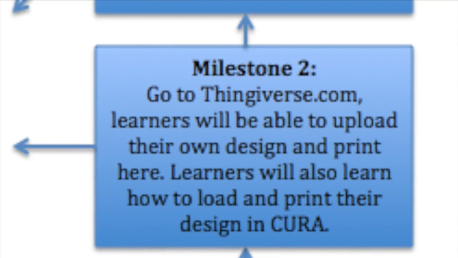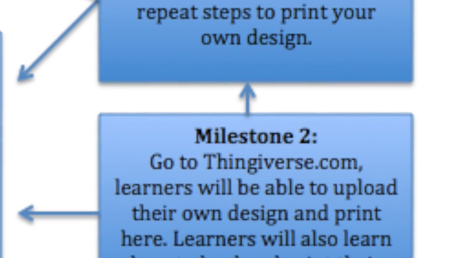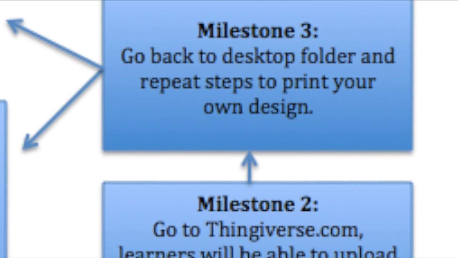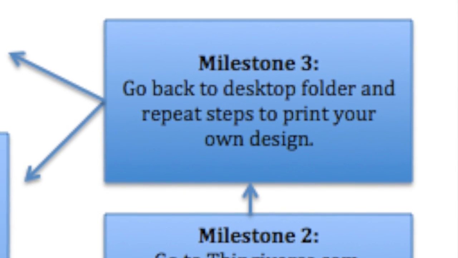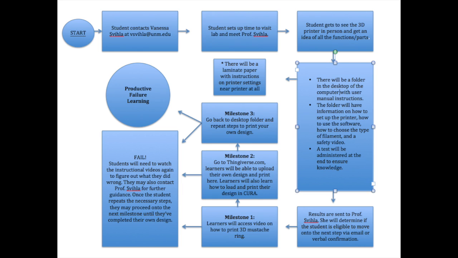After the learner has printed a design from Thingiverse, they may then move on to milestone 3. Here they will go back to the desktop folder and repeat the process all over again to print their own design. When the learner has achieved all 3 milestones, they have then successfully demonstrated the productive failure learning of the 3D printer prototype.